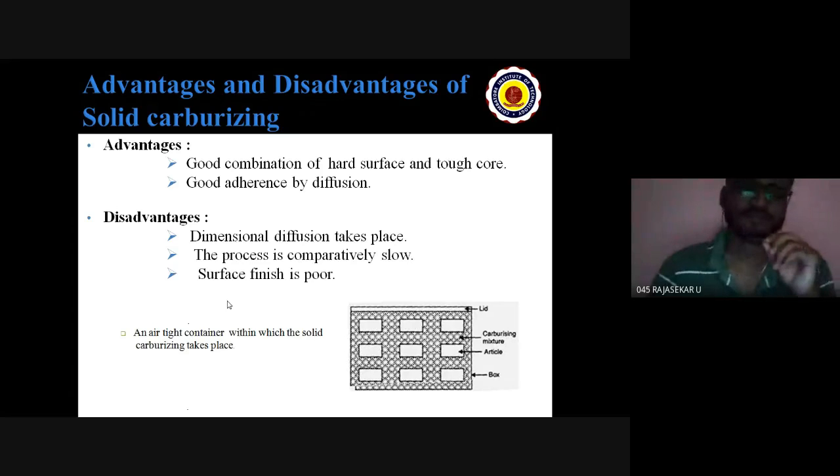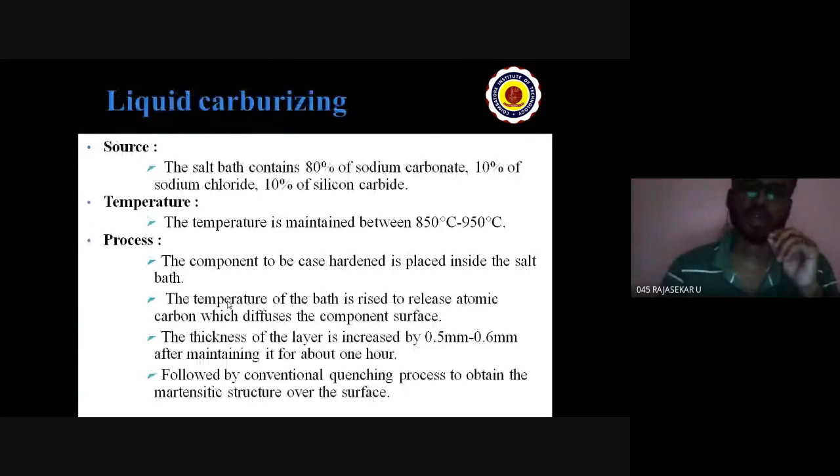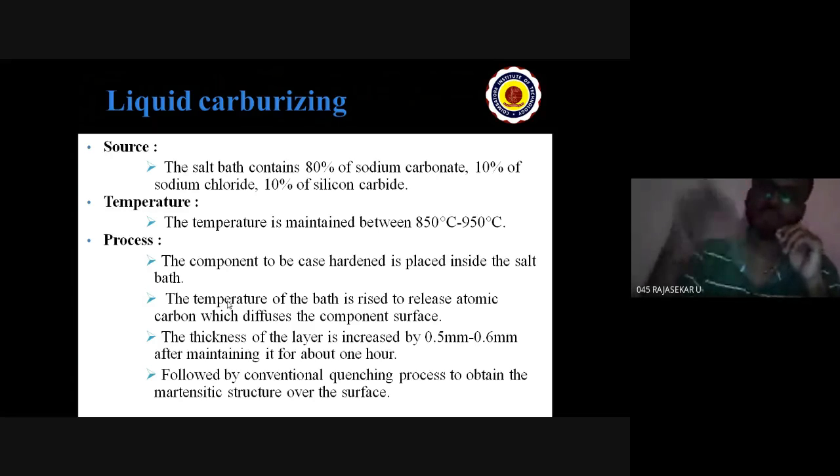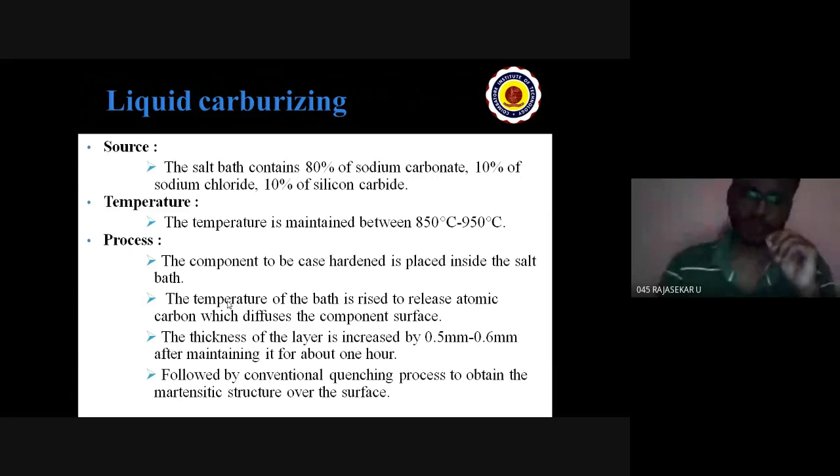Then liquid carburizing. Here the source is nothing but a salt bath containing 80% sodium carbonate and 10% sodium chloride along with 10% silicon carbide, and the temperature is maintained usually around 850 degrees centigrade to 950 degrees centigrade. The component to be liquid carburized is placed inside a salt bath. Then the temperature of the bath is raised to get that atomized carbon, which diffuses into the surface of the component to be liquid carburized.